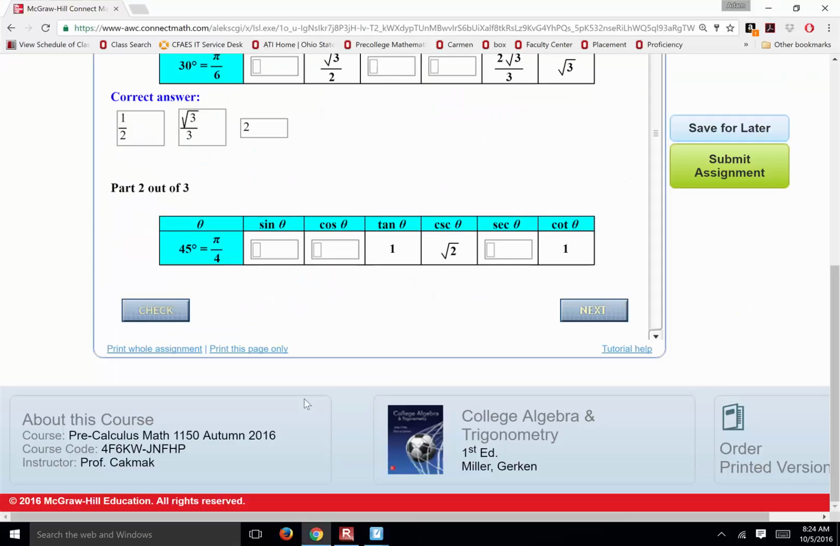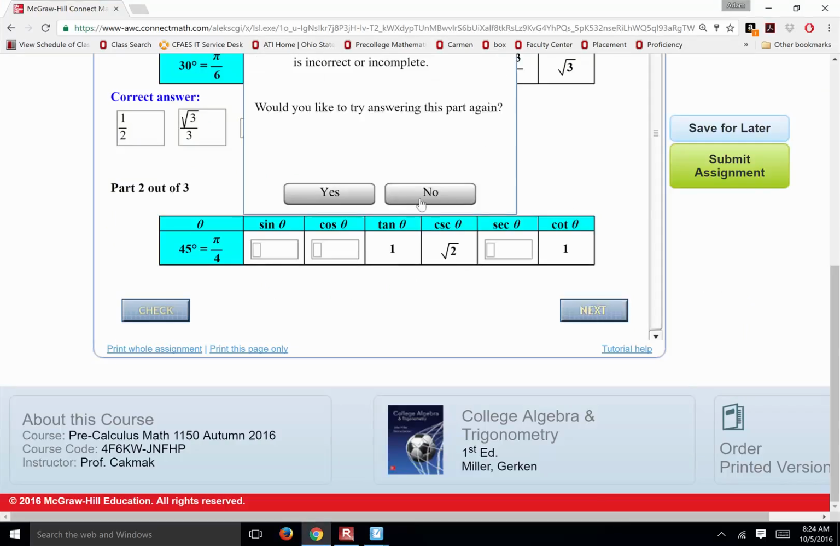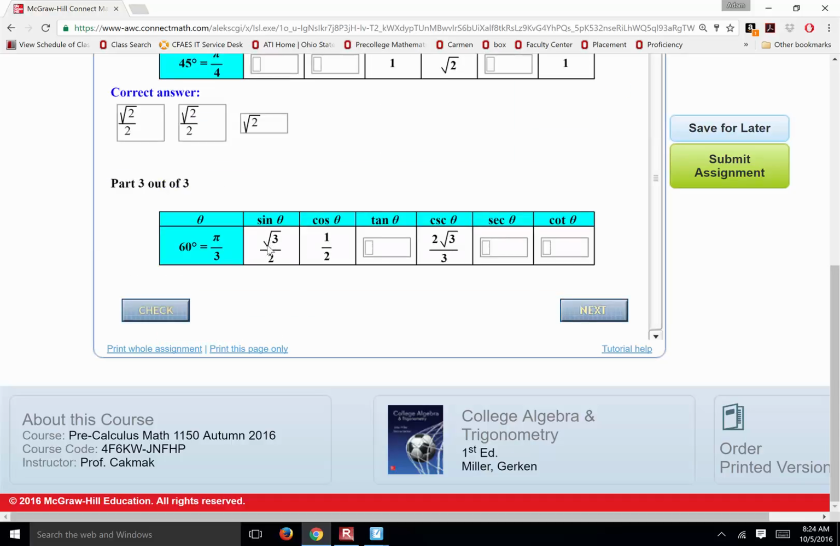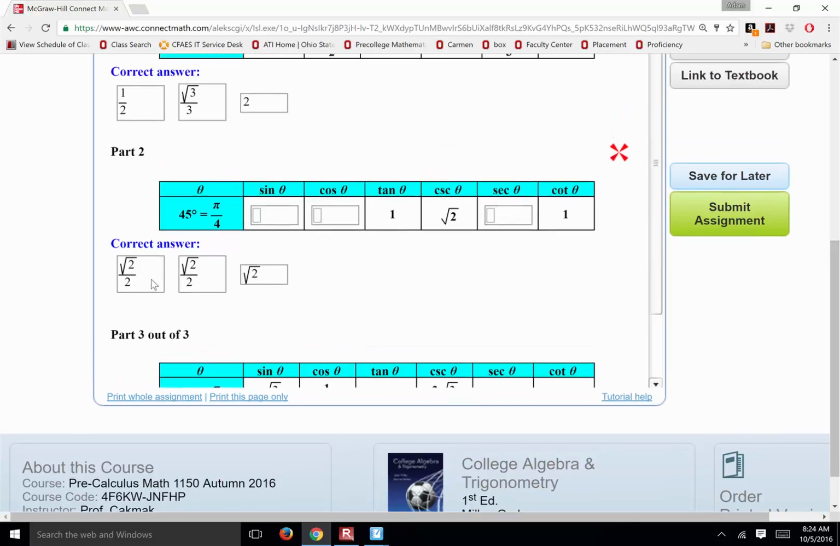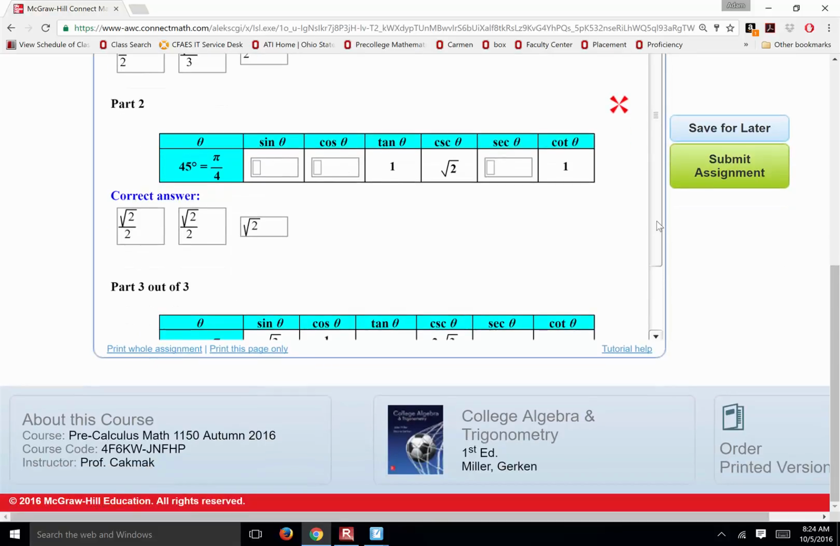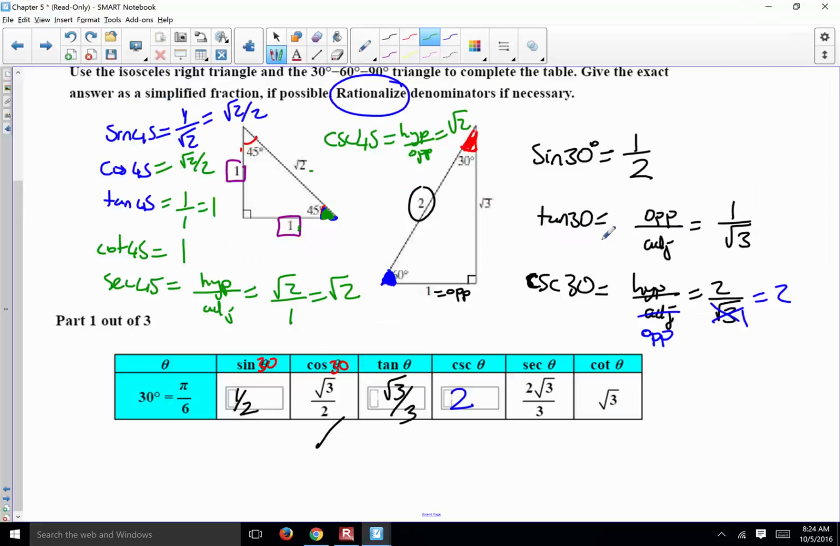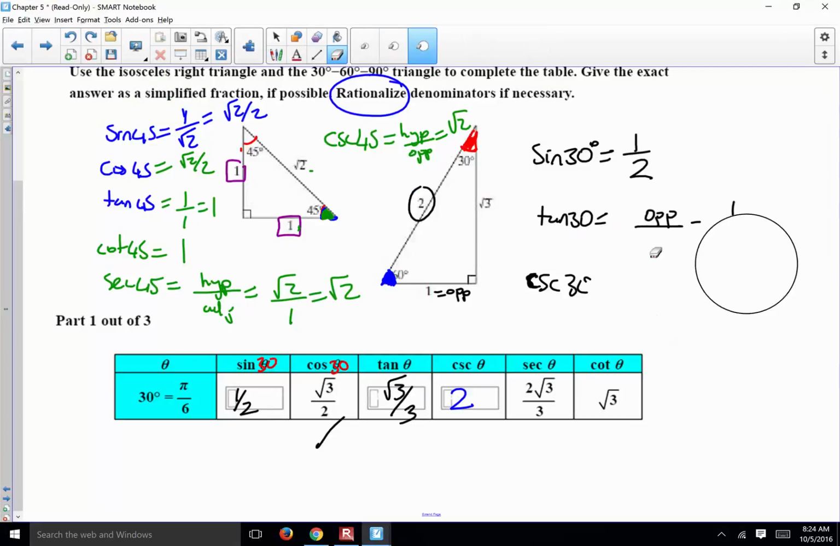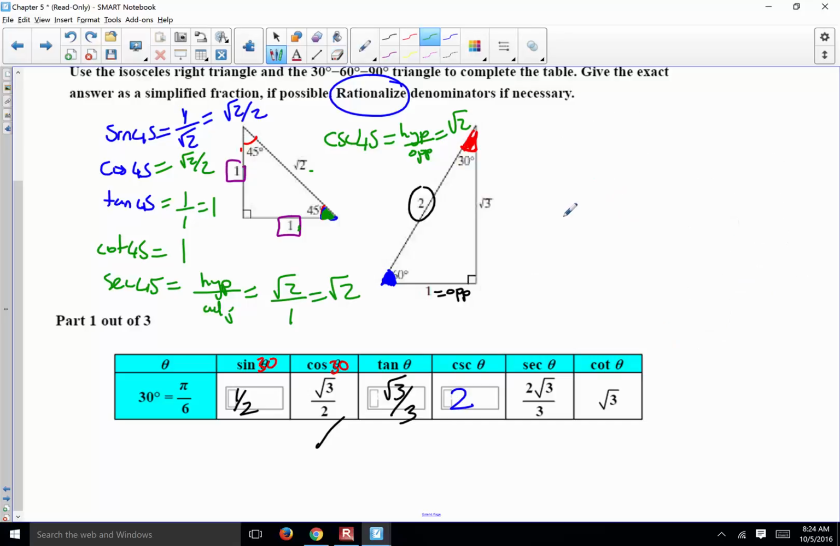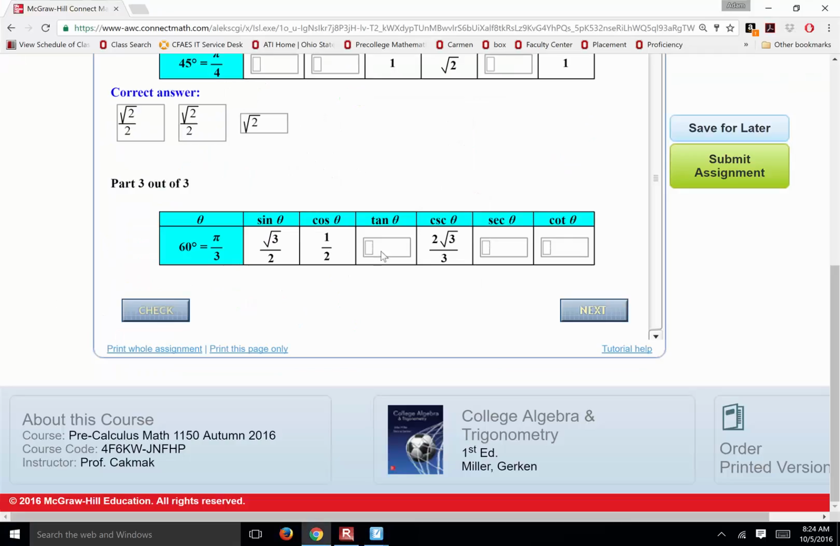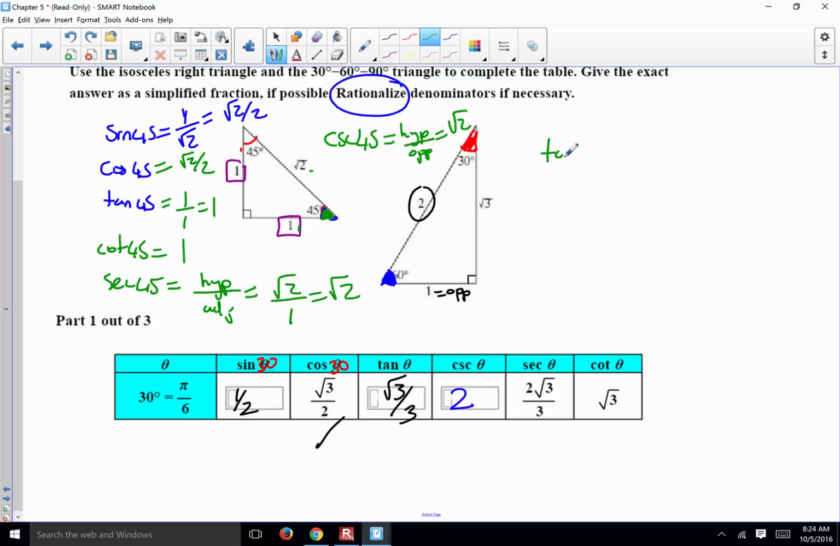Okay, let's compare this. Root 2 over 2, root 2 over 2, root 2 over 2, and root 2. Okay? Alright, and the last one is we are doing 60. Sine 60, cosine 60, tangent, cotangent. I will just do a few of them, not entirely. The ones that are needed is tangent 60. Let's find tangent 60.